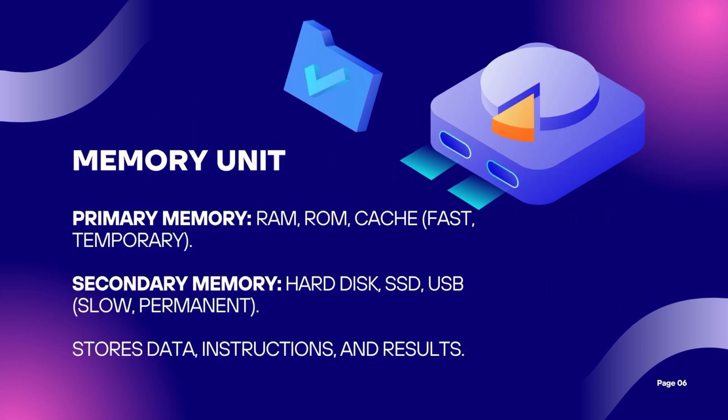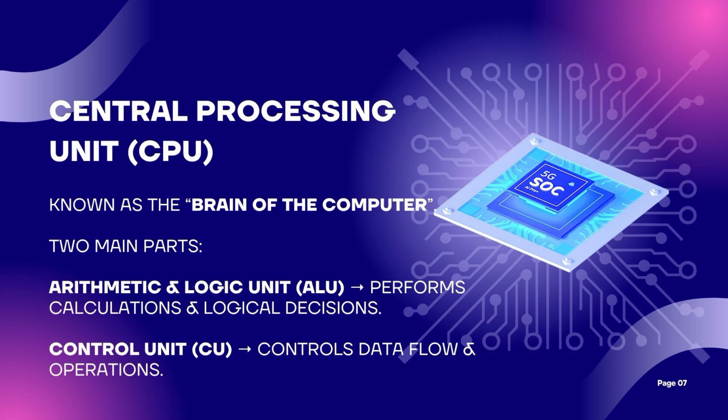Next is the memory unit, which is crucial for storage. Its purpose is to hold data, instructions, and intermediate results of processing. We can divide memory into two main types. First, we have primary memory, which includes RAM, ROM, and cache memory. This type of memory is very fast. Second, there is secondary memory like hard disk or SSD. This is slower memory.